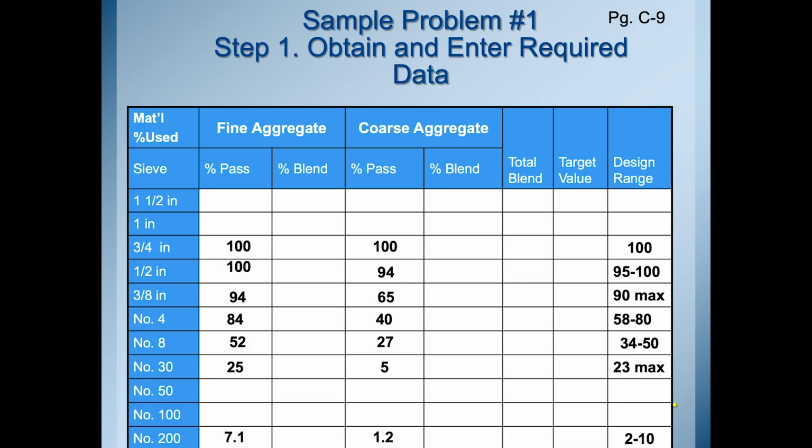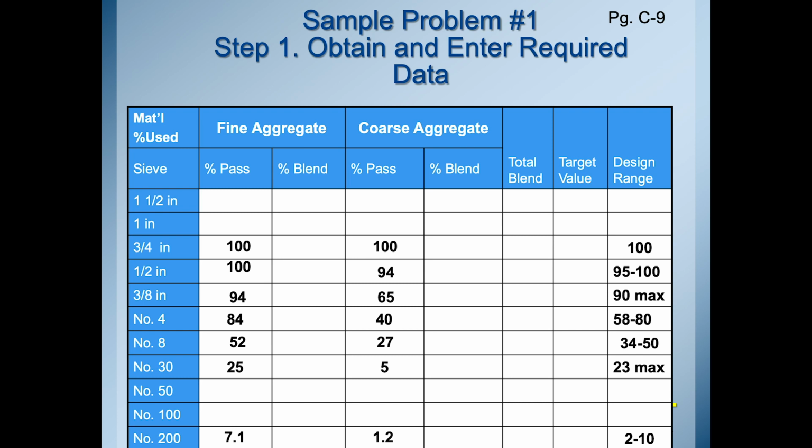So let's go through a sample problem real quickly. In our first sample here, we have a blend of aggregates that has both a fine aggregate and a coarse aggregate. So this is a 2 aggregate blend of asphalt that we're trying to produce, and ultimately this is an SM 12.5A mixture.